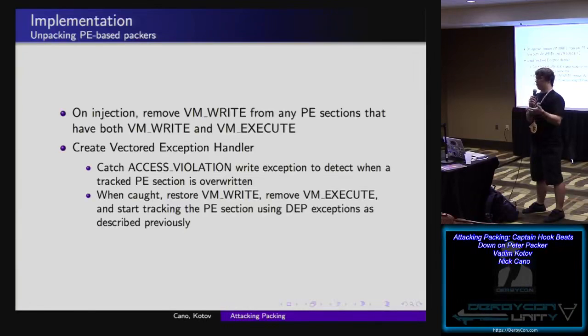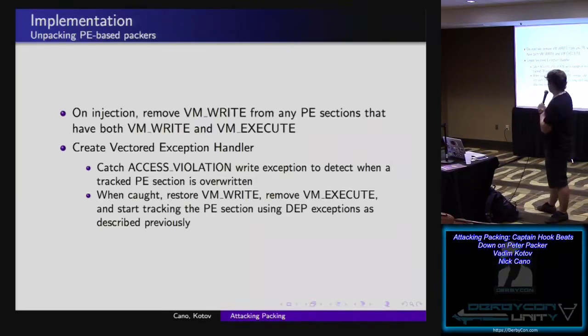But it shouldn't also be writable. By default, the entry point section is not writable. So if you see something that's writable and executable, instead of tracking execute, you remove the write privilege from it. And then within the vectored exception handler, we'll get an access violation if something tries to write to that PE section. It can execute just fine until something tries to write to it.